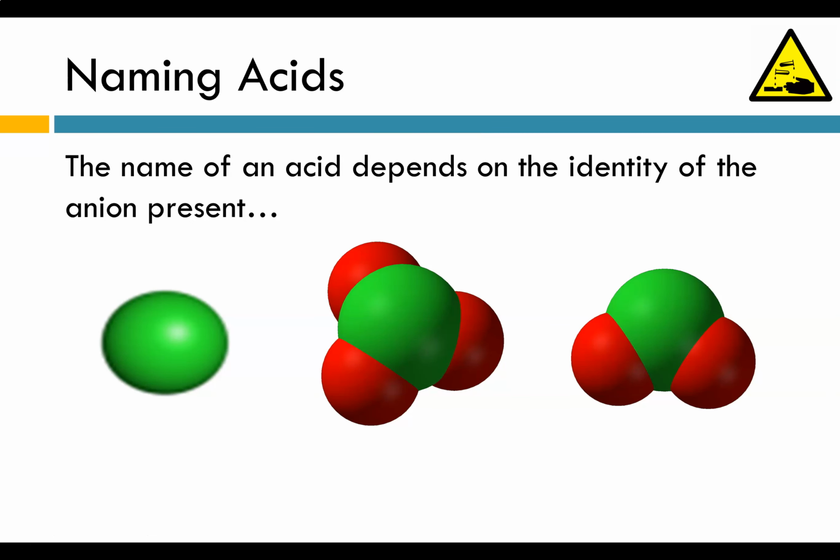You have to be really careful about which anion is present. So we're going to look at 3 different examples before we get into some practice problems. We'll start with a monatomic ion, something like the chloride ion. These 2 remaining are what we call oxyanions, where oxygen, in this case 3 and 2 oxygen atoms, is present.